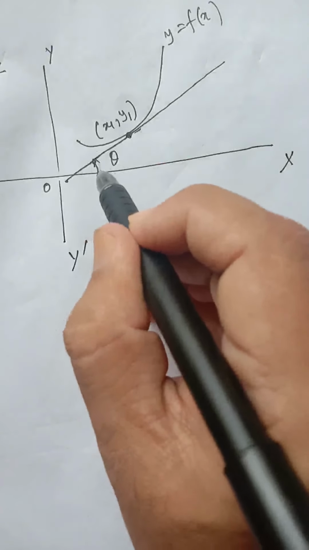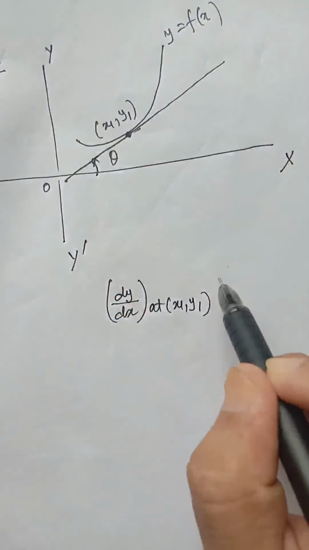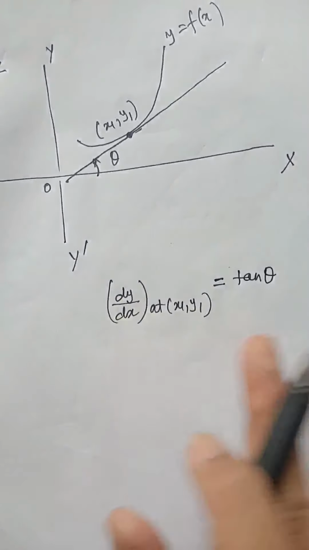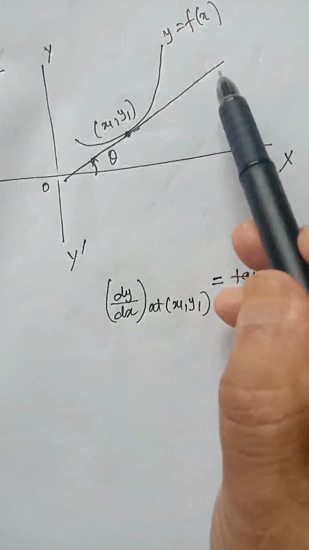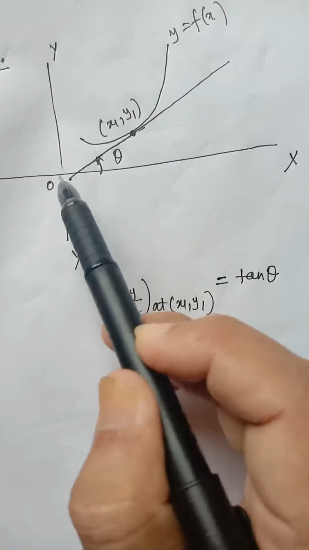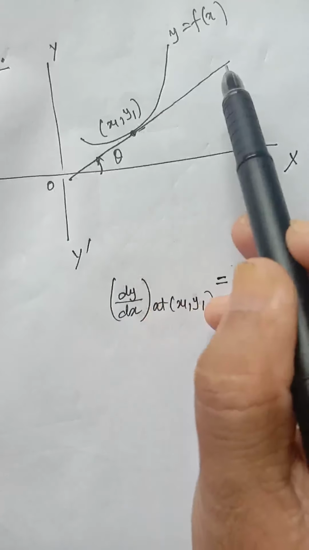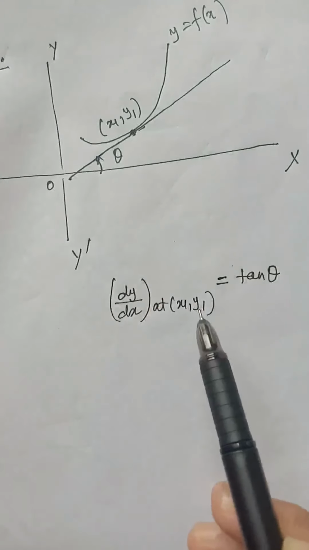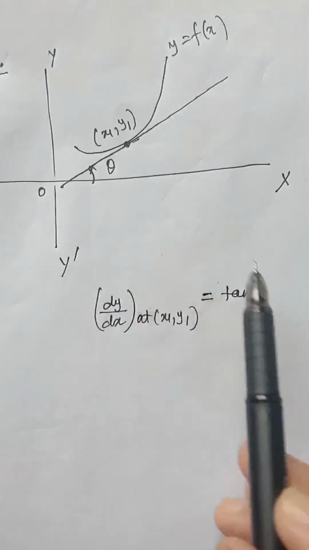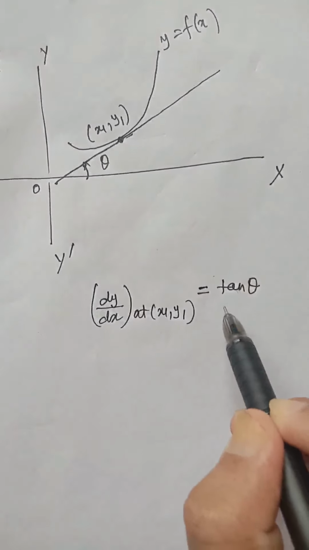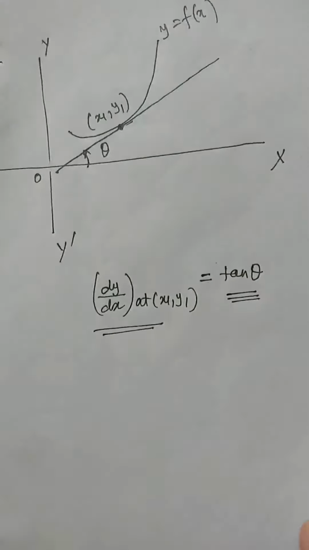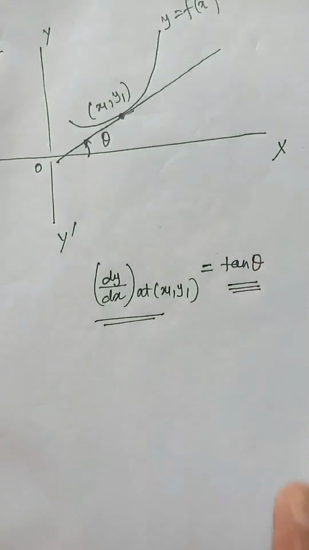This line makes an angle theta, so its slope will be tan theta. So dy/dx at (x1, y1) equals tan theta. Here we have used both definitions. This line makes an angle theta with the x-axis, so its slope will be tan theta. This is the tangent at the point (x1, y1), so its slope will be dy/dx at (x1, y1). So this is a combination of both. This is the definition of slope of a line using coordinate geometry, and this is the slope of a line using calculus. So dy/dx at (x1, y1) is equal to tan theta.